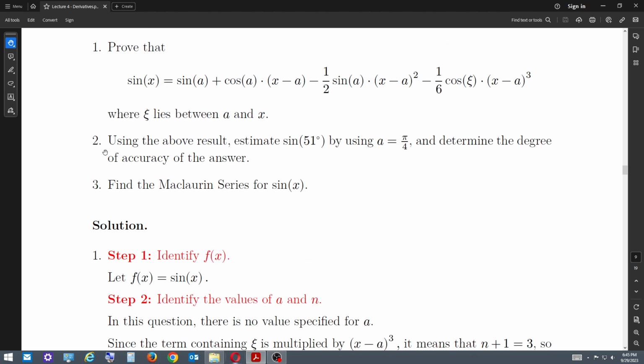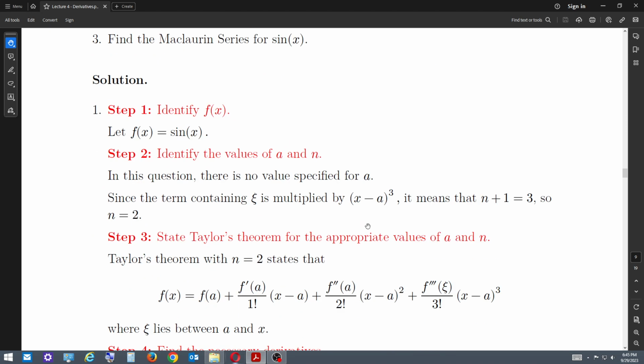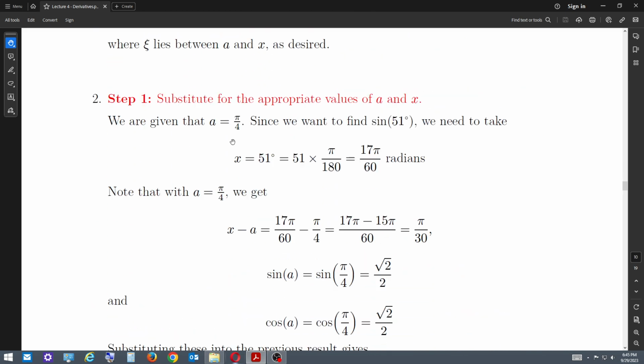Now the second part for this problem is a bit more complicated because I give you the value for x in degrees. Right? A, I give you in radians, but x, I give you in degrees. So what you're going to need to do is convert this angle from degrees to radians. So we know a is pi over 4, but when x is 51 degrees, we want that in radians, and you convert it to radians by multiplying by pi over 180.